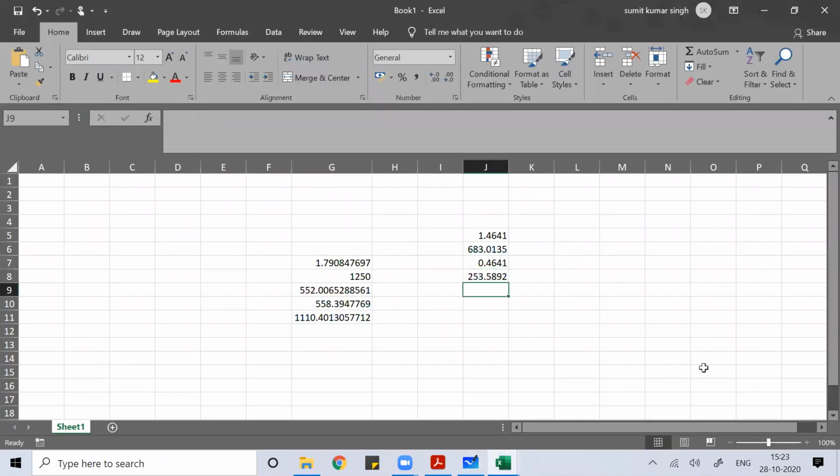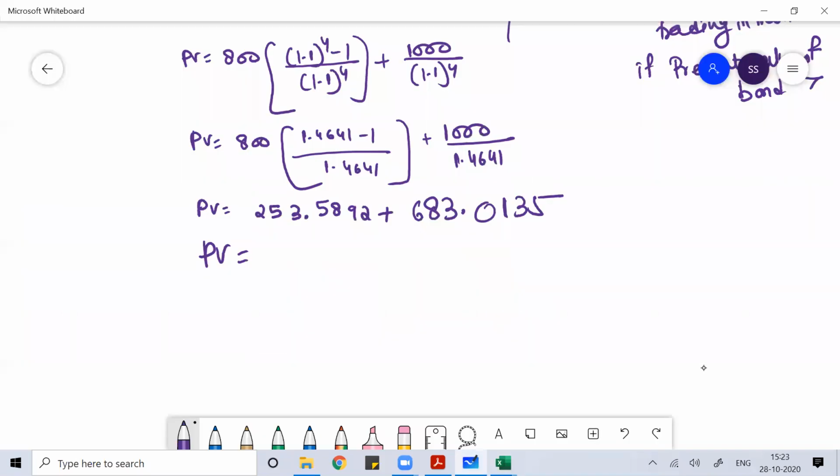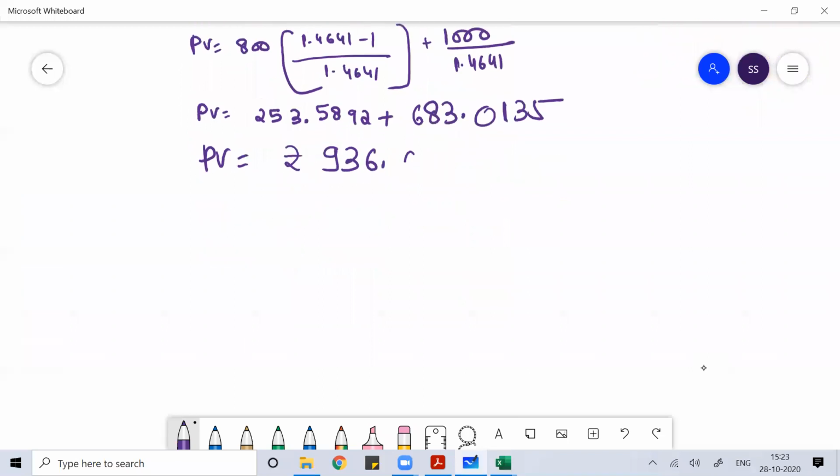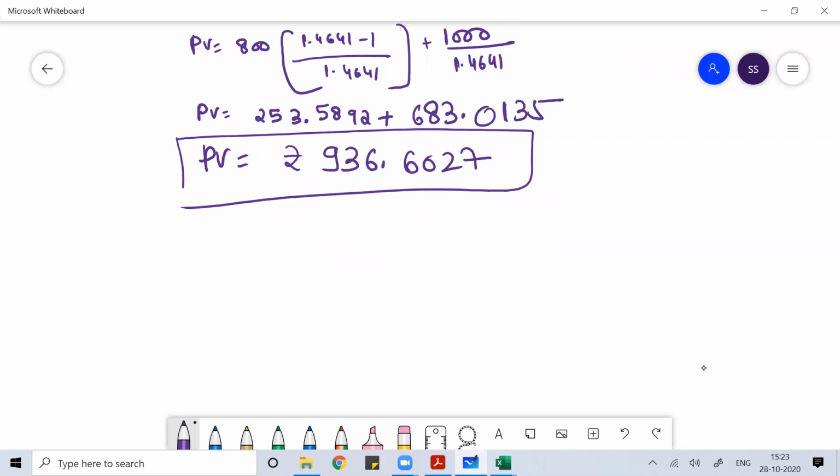This plus this is 936.6027. This is the present value of the bond. So the present value of the bond is 936.6027.